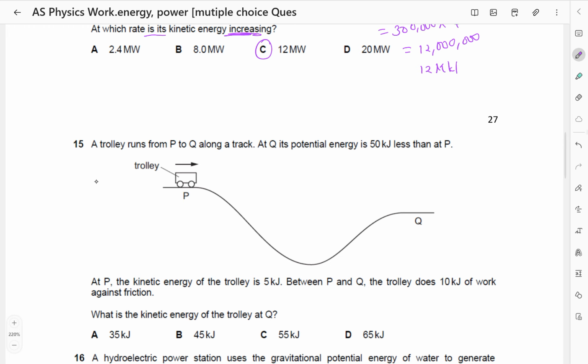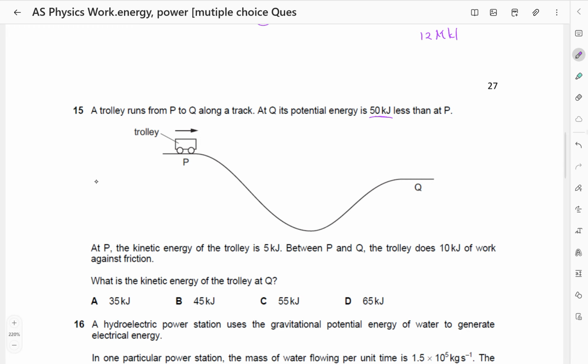A trolley runs from P to Q along a track. At Q, its potential energy is 50 kilojoules less than at P. At P, the kinetic energy of the trolley is 5 kilojoules. Between P and Q, the trolley does 10 kilojoules of work against friction. What is the kinetic energy of the trolley at Q? So here we're just going to use the work energy theorem and conservation of energy.